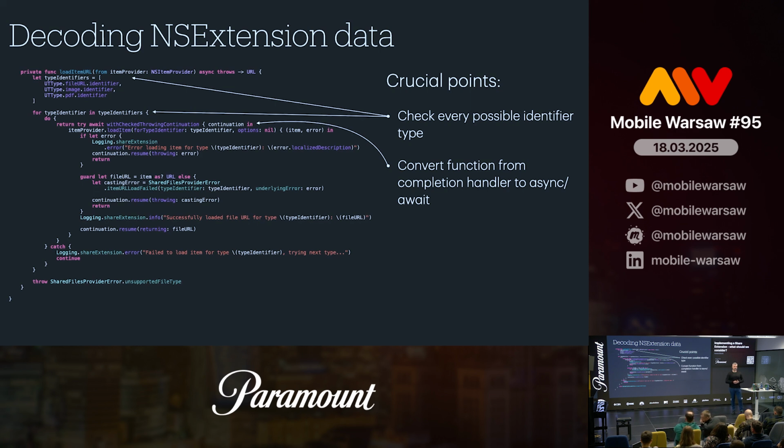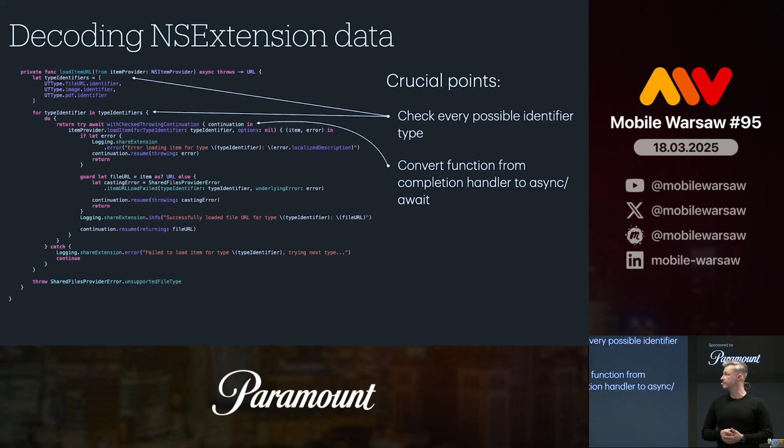So in the debugging process, I found out that this file URL identifier appears in every instance. So we should iterate separately over every case. And of course, very important is optional casting, because UIKit doesn't do this for us.